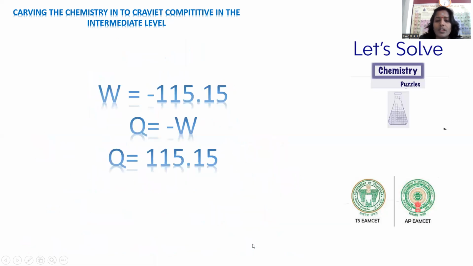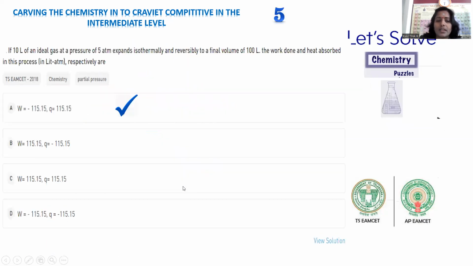If work done is known, it's very simple to convert into heat absorbed. Heat is denoted with Q. Always, heat absorbed is equal to negative of W. Already the W value is given with the negative sign, and negative multiplied with negative, so Q will become a positive value of 115.15, because W is equal to negative 115.15. Q is equal to negative W. Hence, Q is equal to 115.15. The correct answer will be option number A. For question number 5, option number A will be the correct answer.